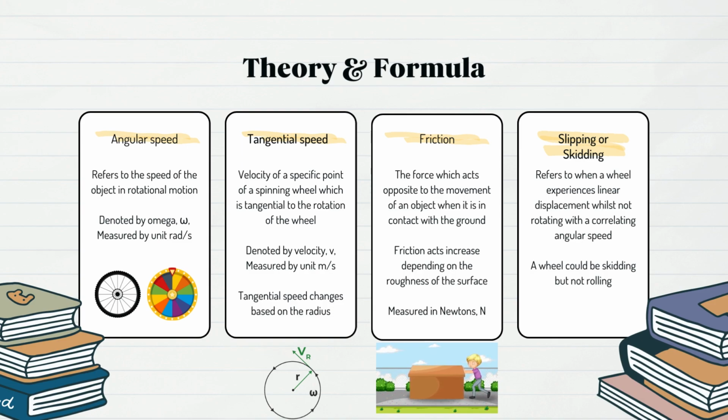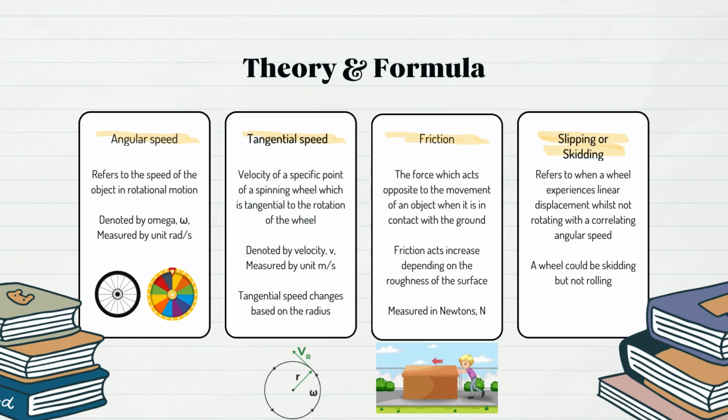Okay, next is friction. Friction is the force which acts opposite to the movement on an object when it is in contact with the ground. For example, when the object is moved to the right, the friction force is to the left. Friction will increase depending on the roughness of the surface and it is measured by the unit of newtons.